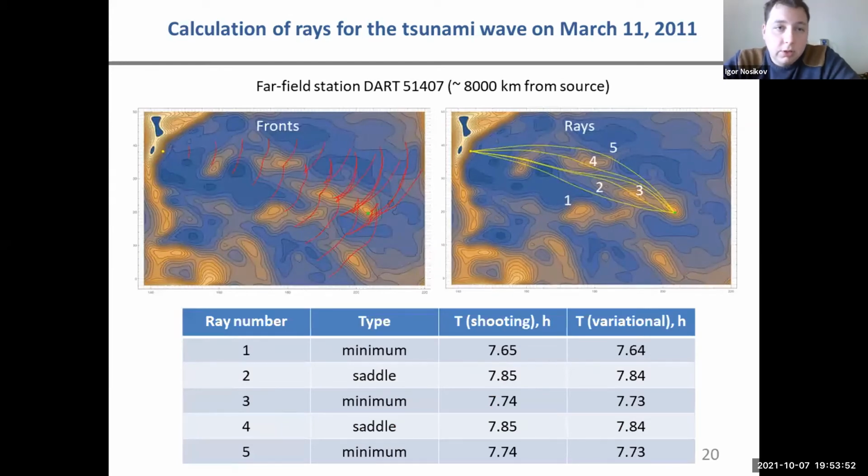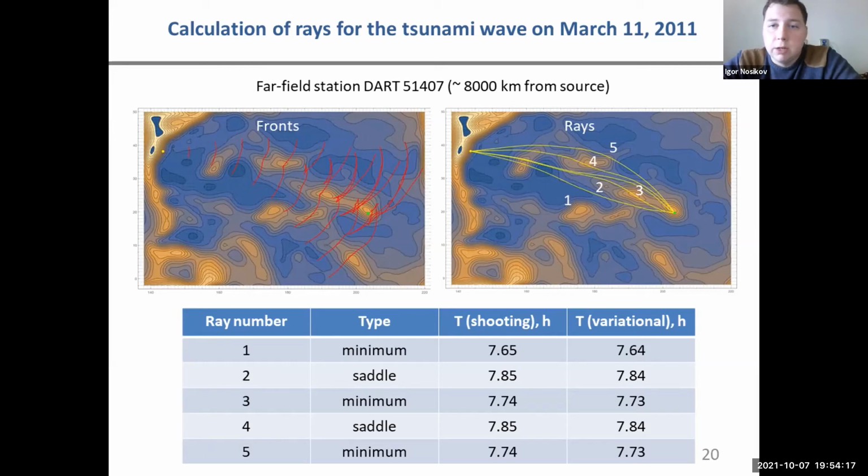On this slide, you can see results of simulation in two pictures. On the left side, you can see the fronts reconstructed by the traditional ray tracing, and on the right picture, you can see the rays calculated by the variational method. Both methods provide absolutely identical results.